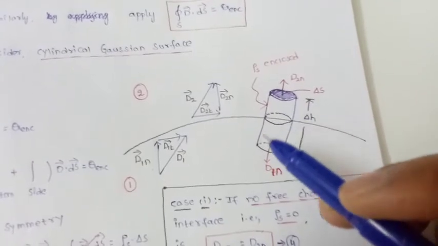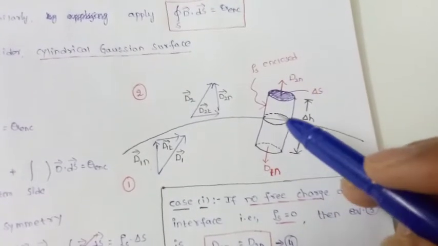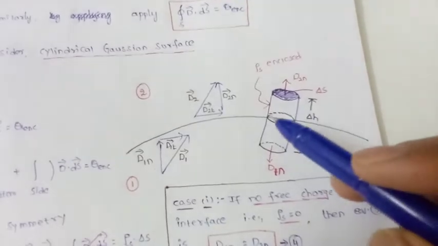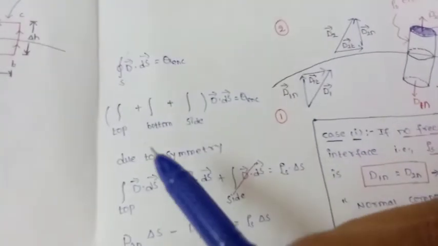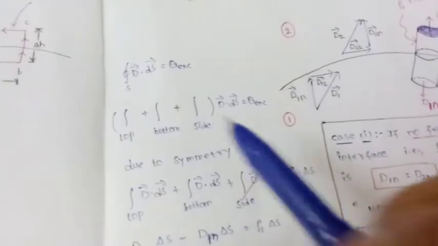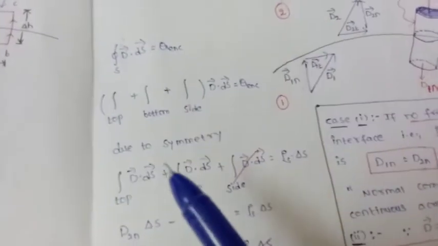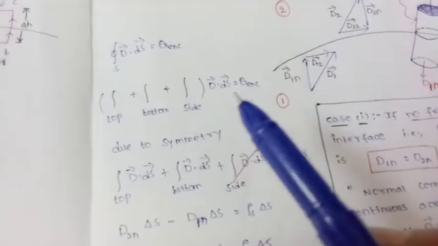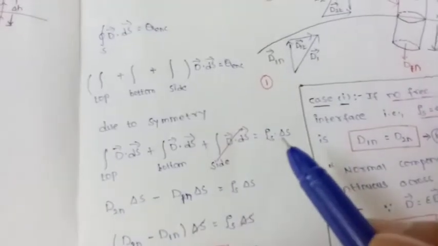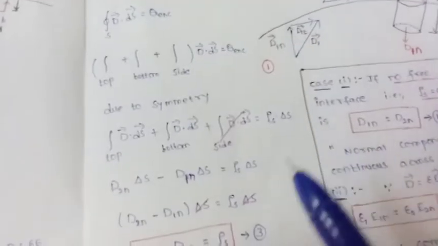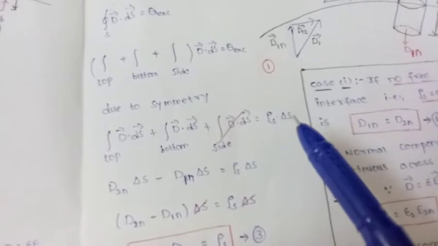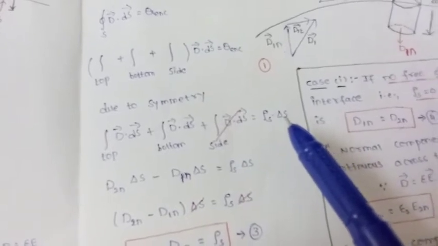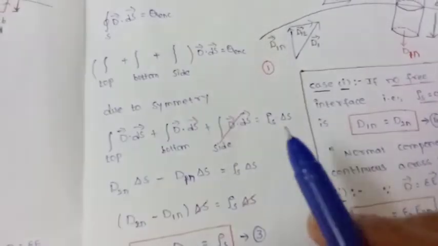If you observe, the closed surface can be split into top, bottom and the side. If you observe the side, due to symmetry, the side contributions are going to be cancelled. Are you clear? Now see, the closed surface is divided into top, bottom and side. D bar dot dS bar is equal to charge enclosed. Due to symmetry, the side is going to be cancelled. Then the charge enclosed can be written as rho s times del s. Is it clear? Since it is a surface charge density, which is charge per unit area, the total charge enclosed is equal to surface charge density times area.